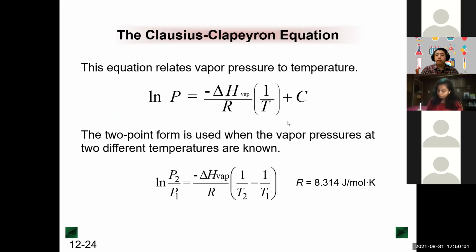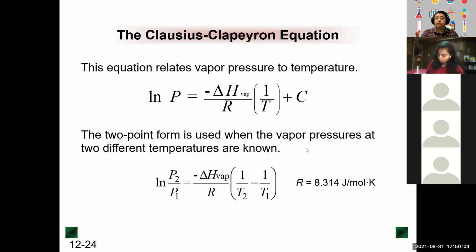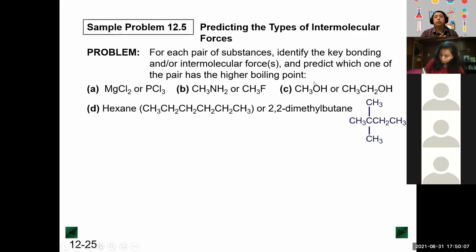Okay, does anyone else still need more time? So let's jump back. We're going to talk about each of these pairs here. And I want you to tell me which one of these two, so for A here, MgCl2 or PCl3, which one of these has a higher boiling point, which also means it has a stronger intermolecular force. So I'll give you some time to look at it. We have four problems to go through. Let's give everyone a chance to go through all four of these first, and then start answering.